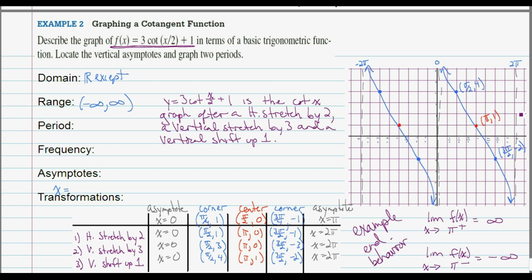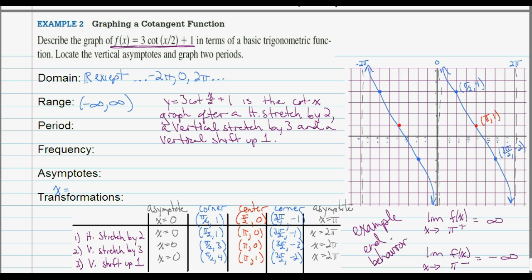I have plotted those, I have labeled them, I have drawn my really stretched out cotangent curve, and now it's pretty easy for me to identify the domain. It's all real numbers except negative 2 pi, 0, 2 pi, dot dot dot. The range is all real numbers.